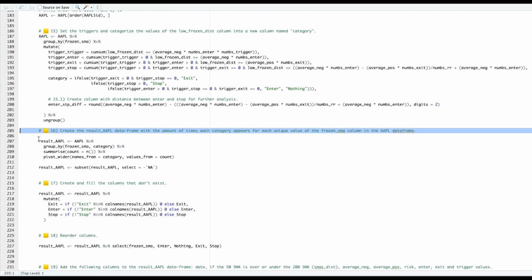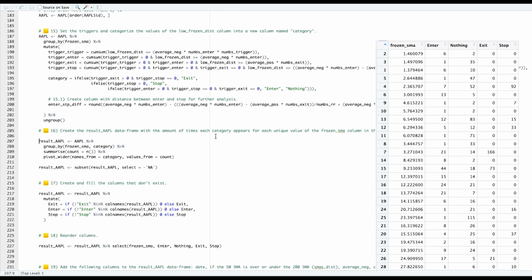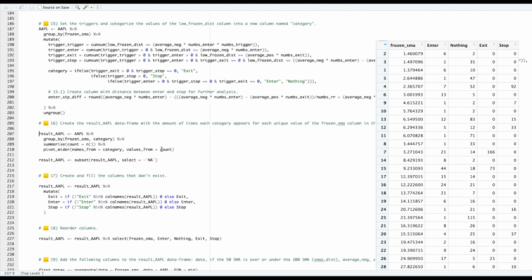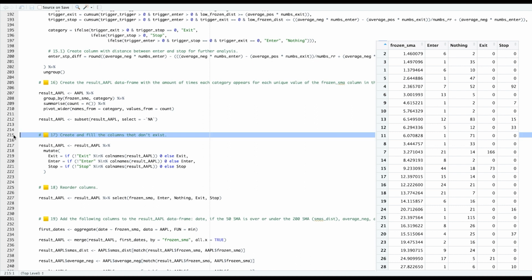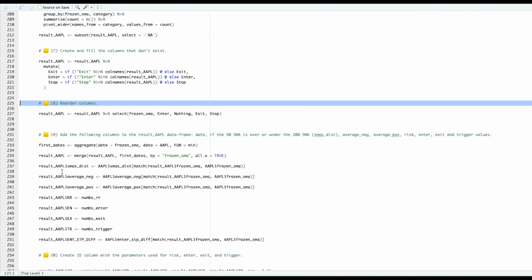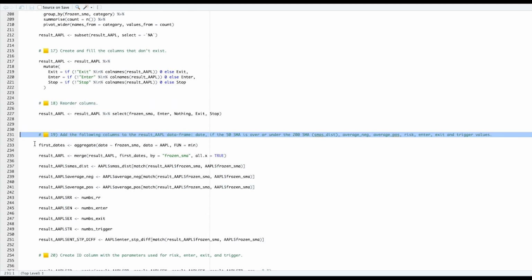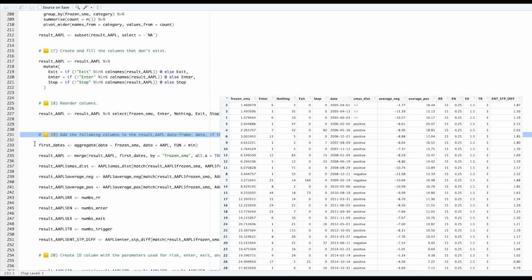Step 16 is where the data frame with the results is created. This data frame will be used for the rest of the analysis. Instead of having a row for each day, we have a row for each series of the frozen SMA, which is the reference line. The columns represent the number of enters, nothings, exits, and stops that appear for each series. In this step, if a column doesn't exist because the conditions for that category never happened, it is created to avoid messing with the rest of the analysis. Here I ordered the columns. Step 19 is where I added important columns to the results data frame.